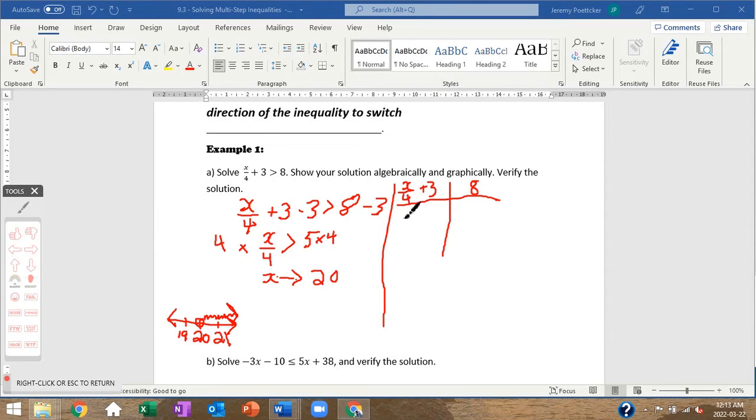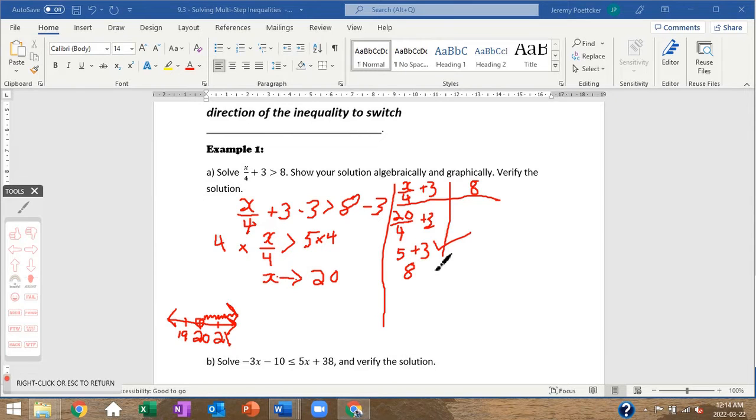So x over 4, so I'm going to put 20 as my x value, divided by 4, plus 3. Got nothing I can do with the 8, so I'm just going to leave it there. Order of operations says I got to do the division first. So 20 divided by 4 is 5. And we can already see, yeah, I did it right. 5 plus 3 is indeed 8. So now my boundary point is good.